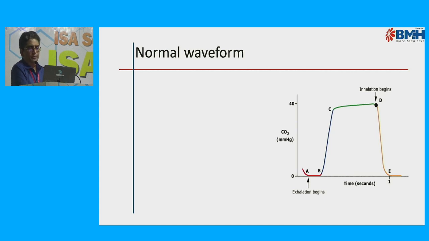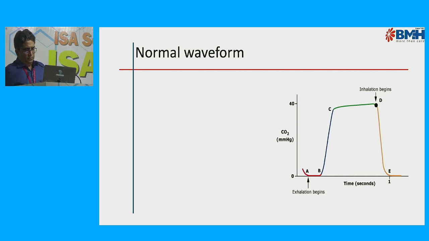Phase 3 is the alveolar plateau phase, which represents the gas coming from the alveoli. Then the end point of phase 3, that is D, represents the peak end-tidal carbon dioxide, which correlates with the arterial PCO2. And D to E is the inspiratory phase, which represents the rapid fall in ETCO2.